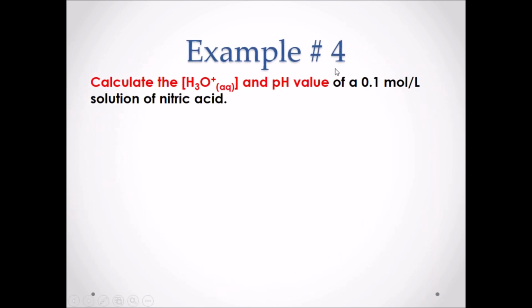Example number 4. Calculate the concentration of H3O+ and the pH value of a 0.1 moles per liter solution of nitric acid. Pause the video and attempt this example.